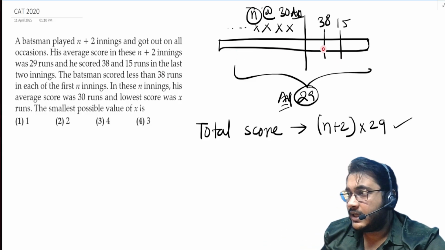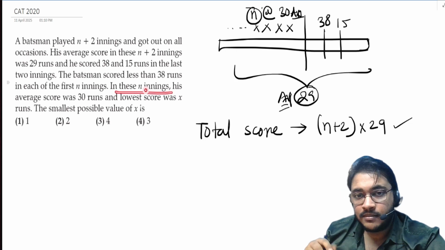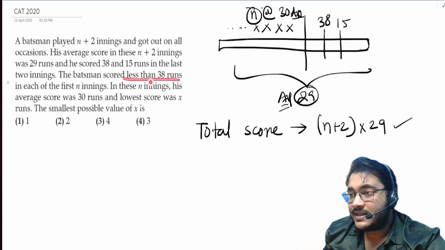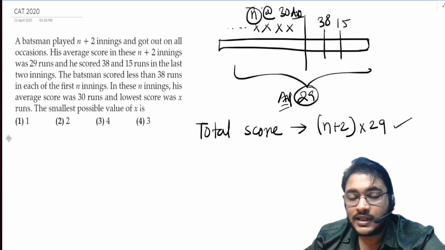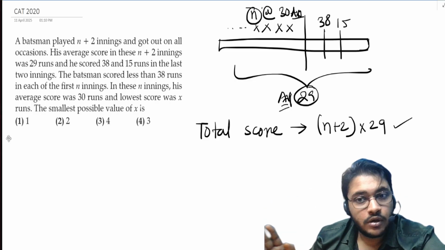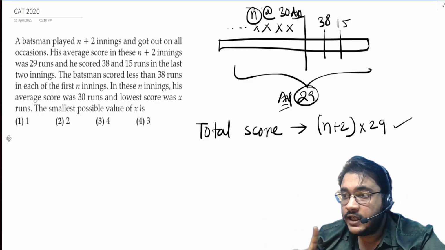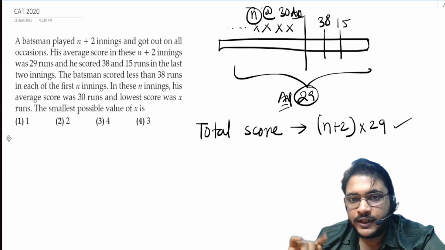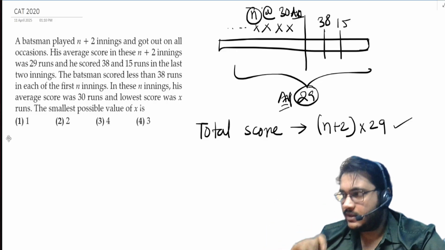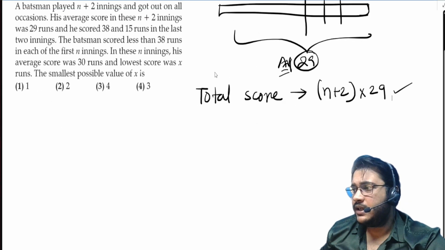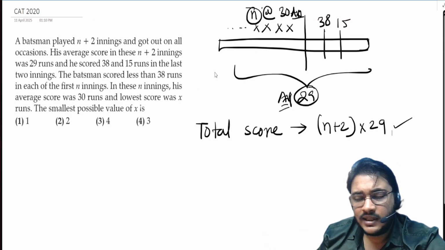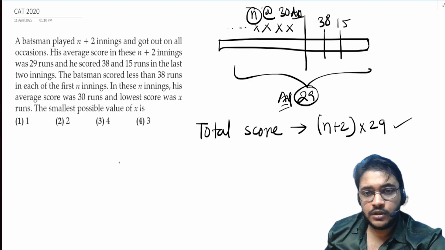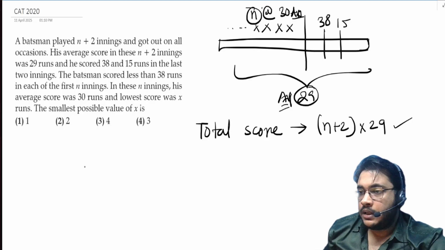Also, they have given that in the n innings before the last two matches, the score was less than 38. That means the maximum score a person can score is 37, not more than that. We need to minimize x, so we need to maximize the other group. How do we do that? Let's look into that. Before that, can we find out the total number of matches played? Please pay attention to this part and be careful.